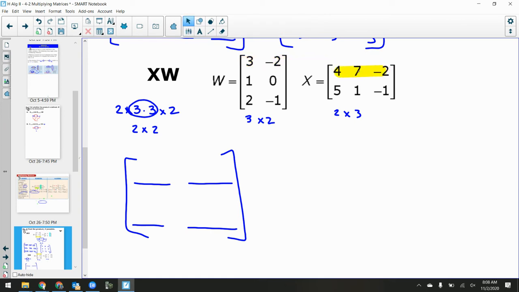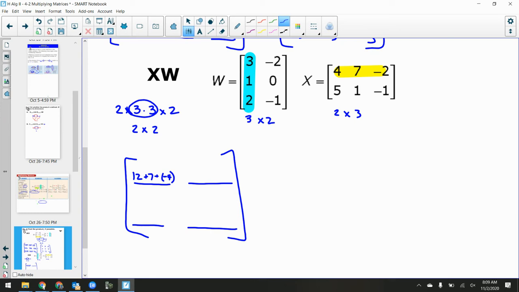Row 1, column 1. This is XW. And if you wanted to rewrite it backwards, because it might throw your eyes off a little bit, that's fine. Okay, so what do we do with 3 entries? Well, the same thing we did with 2 entries. I take 4 times 3, 7 times 1, negative 2 times 2. And then I add it all together, all right? So 12, 7, negative 4. Everybody see what I did there?